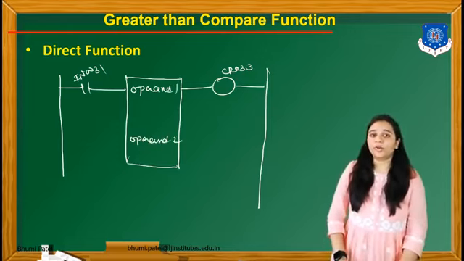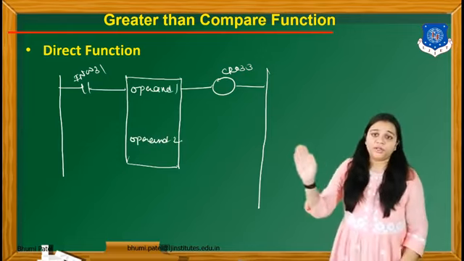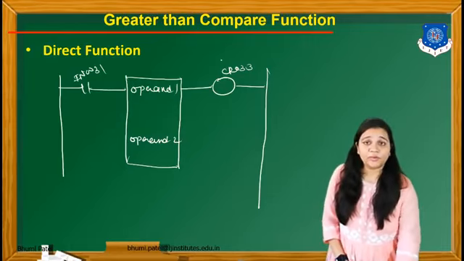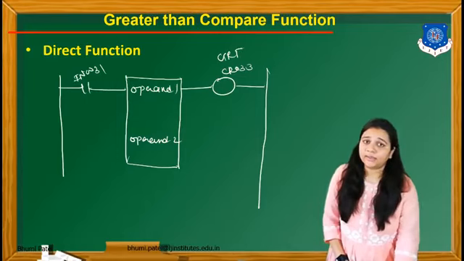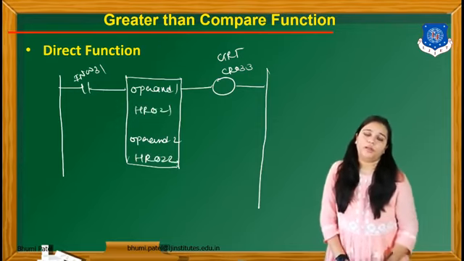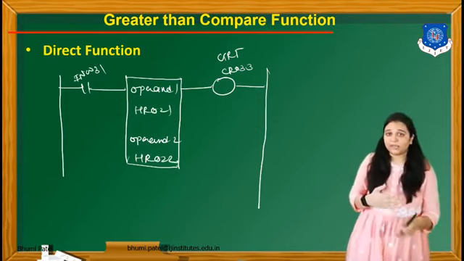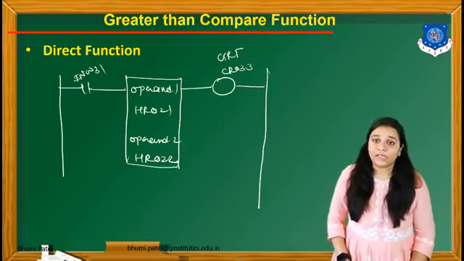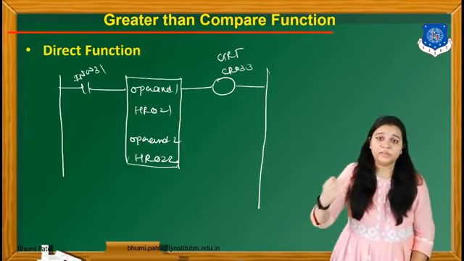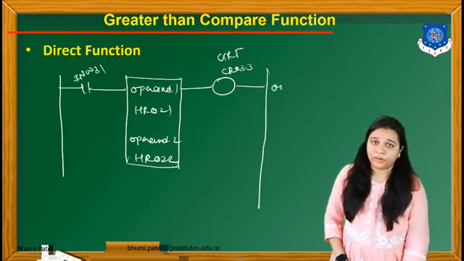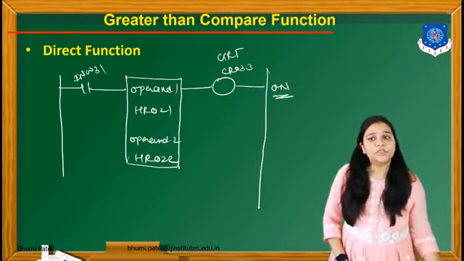Okay, so this is the format for the comparison function. One input, one output and the two operands. For the direct function of greater than, it is GRT, and we have to take two operands, suppose HR021 and HR022. Continuously it will check the value of these registers HR021 and HR022. If 21 is greater than 22, at that time my output goes on. Otherwise my output goes off.